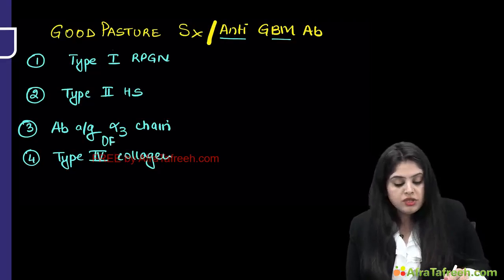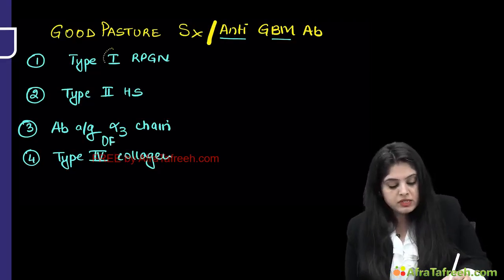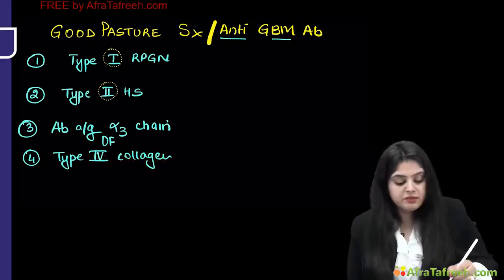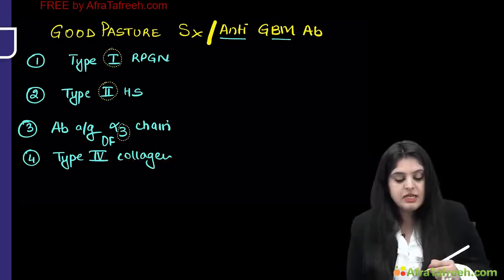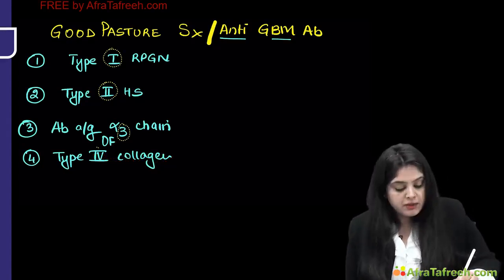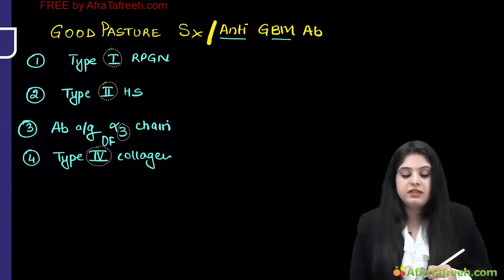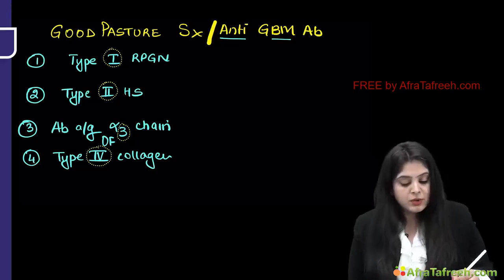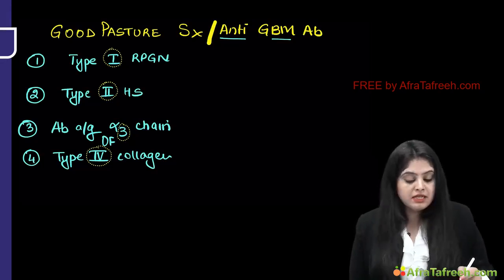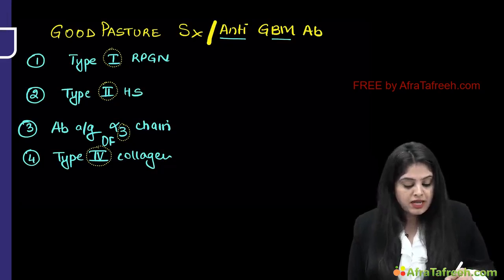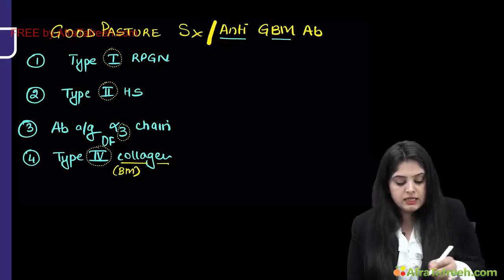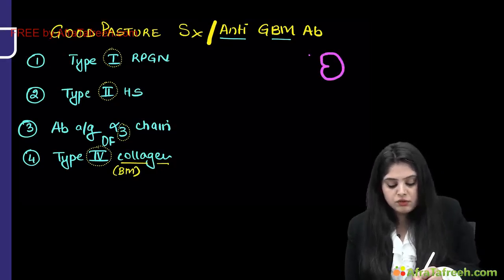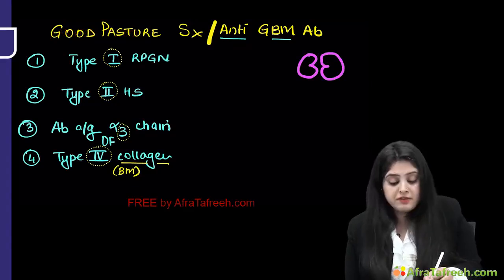Let's repeat. Which RPGN am I talking about? It is type 1 RPGN. Which hypersensitivity? Type 2 hypersensitivity. Which alpha chain? The alpha 3 chain of type 4 collagen is going to be affected. I hope everyone has understood the 1, 2, 3, 4 of Goodpasture syndrome. But a question must be coming to your mind: collagen or basement membrane is not present just in the kidney, right? It's present in other organs also. So you can't say only kidneys will get affected.